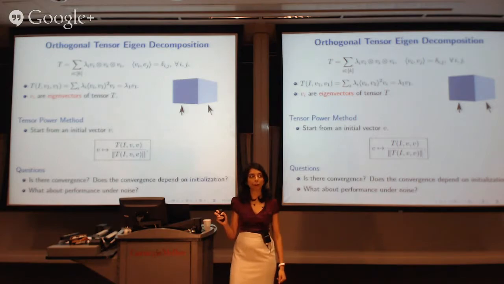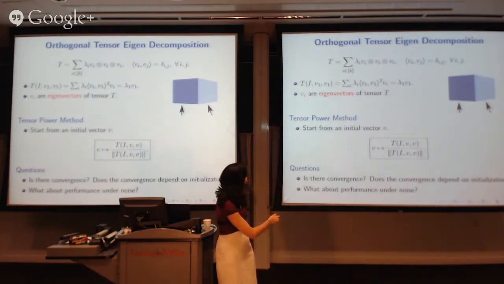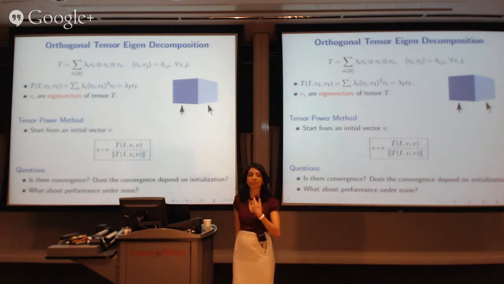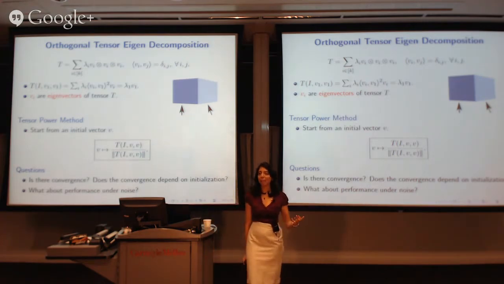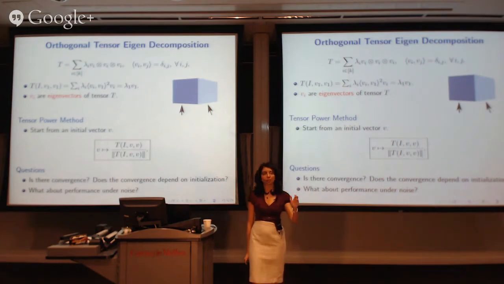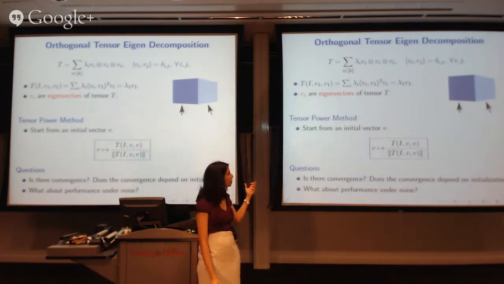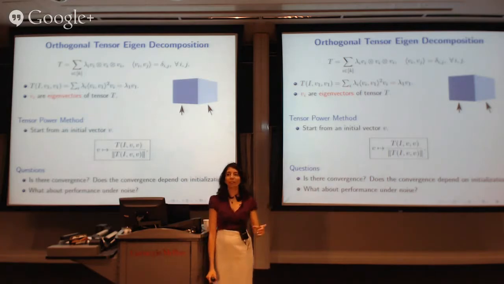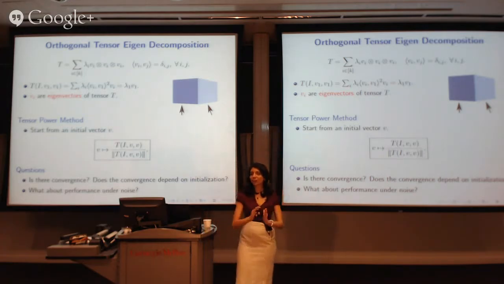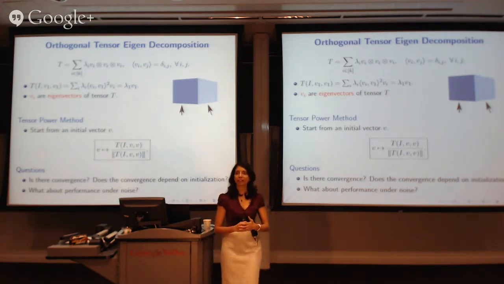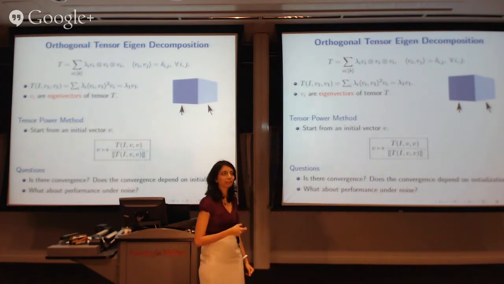But I'll finally touch a little bit on the performance under noise. Because in reality, I don't have an exact orthogonal tensor. This is the expected moments, but I only have empirical moments, meaning I have perturbation. So what is the performance under perturbation? And even here, the story is much more subtle than the matrix case. But all along, we'll be going through the matrix analysis, and I'll try to compare and contrast these two settings. So hopefully that'll be helpful.